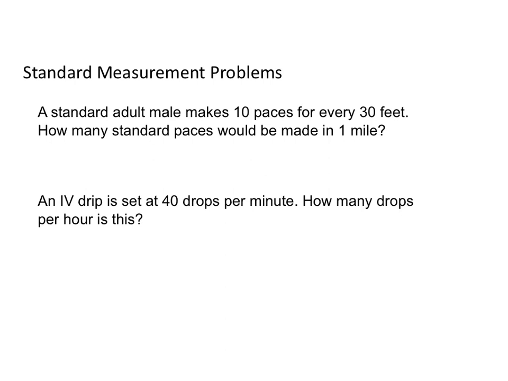So we have a standard adult male makes 10 paces for every 30 feet, which is a good way to measure things. So if you just stride it out and you have 10 strides, 10 paces makes 30 feet. How many standard paces would there be in a mile? Okay, good question. So in this one, I want to know for 10 paces every 30 feet, first of all, how many of these 30 feet units are going to be in a mile.